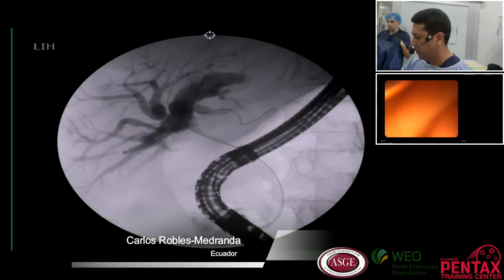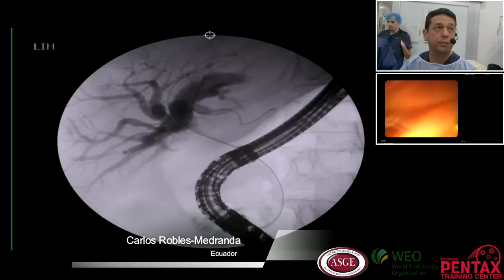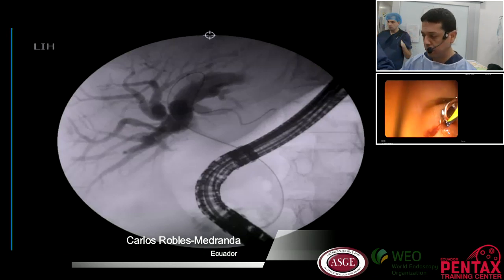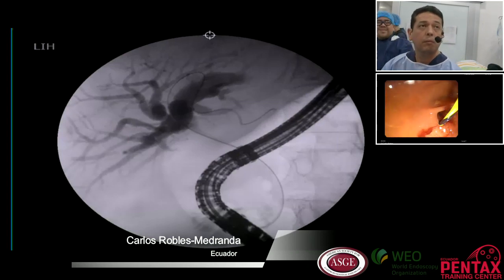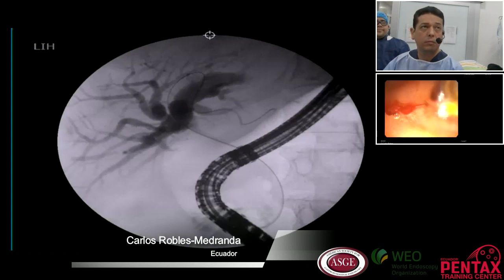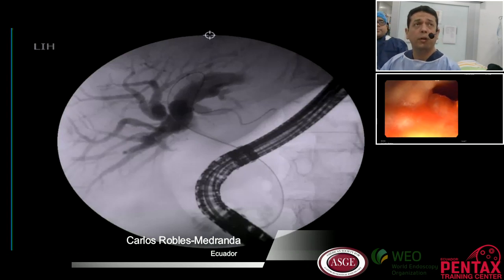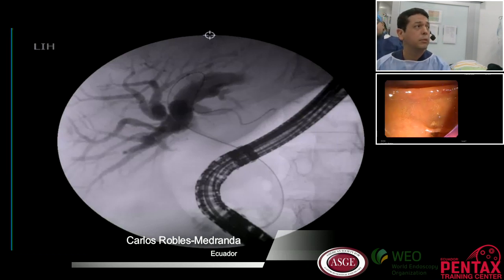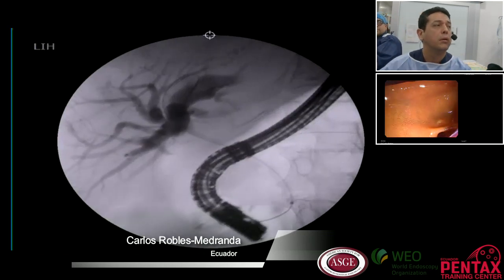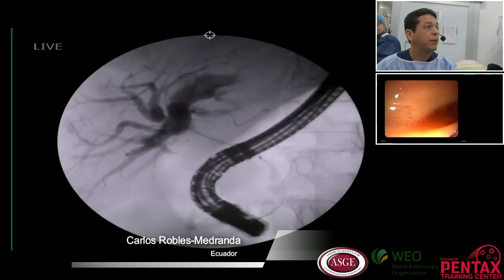So now we use a CRE balloon. This balloon has three diameters, 6, 7, and 8 millimeters. So the idea of dilation is just to make an easier way to pass the two plastic stents. So I am passing my balloon. Now. So now we are perfect now.